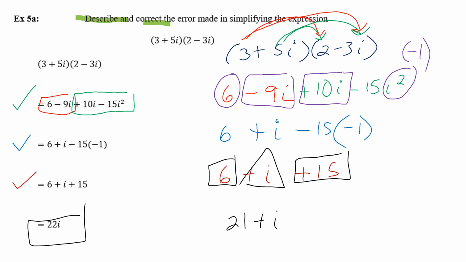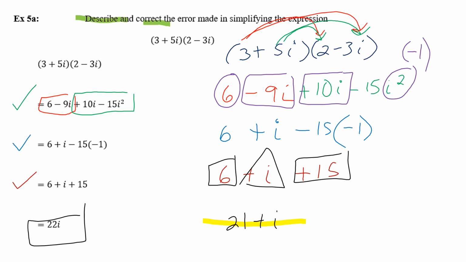It looks like they tried to combine everything together. So they tried to do 6 plus 1i plus 15 and said it was 22i. But remember, think of i sort of as a variable. It does represent something. We do know what it represents. It represents the square root of negative 1. But we still cannot combine it with the constants 6 and 15. So final answer is right here.